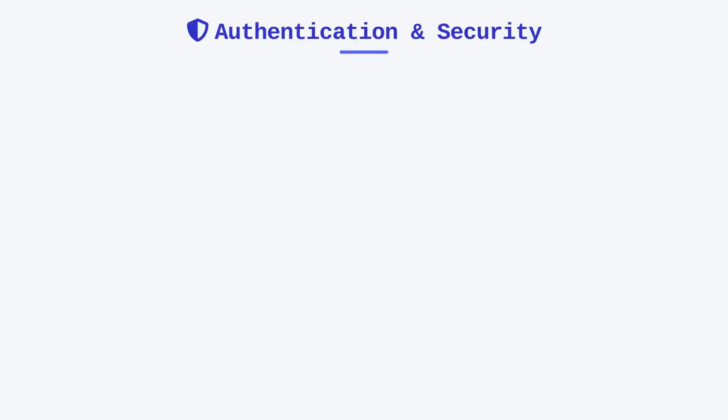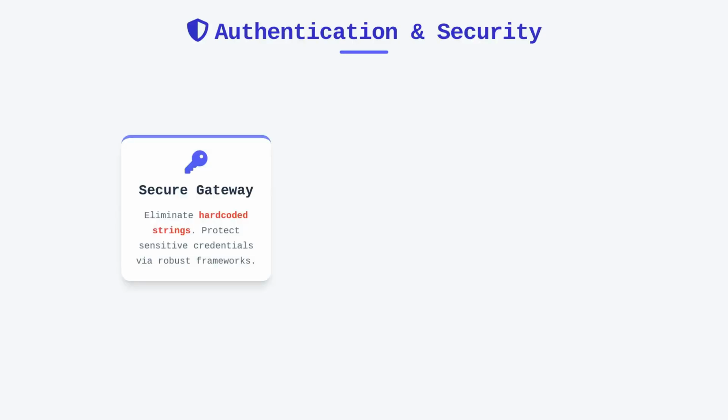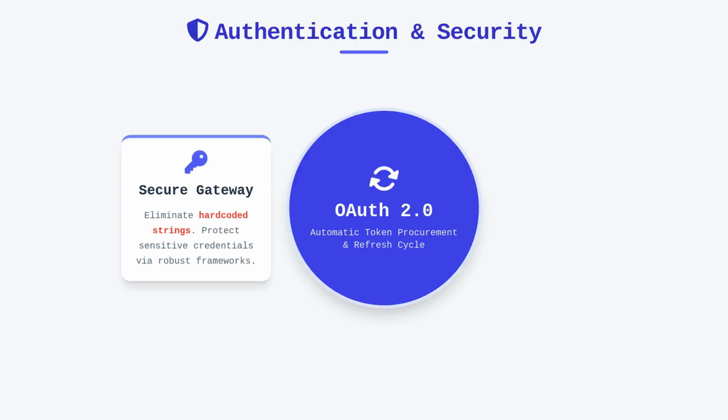Authentication is the gatekeeper of any integration, and Genesys Cloud provides a robust framework to handle credentials securely without hard-coding sensitive strings inside your flows. For many standard cloud-based APIs, Genesys Cloud uses OAuth 2.0, where you provide the client ID and secret within the integration configuration, and the system automatically handles the token procurement and refresh cycle for you.